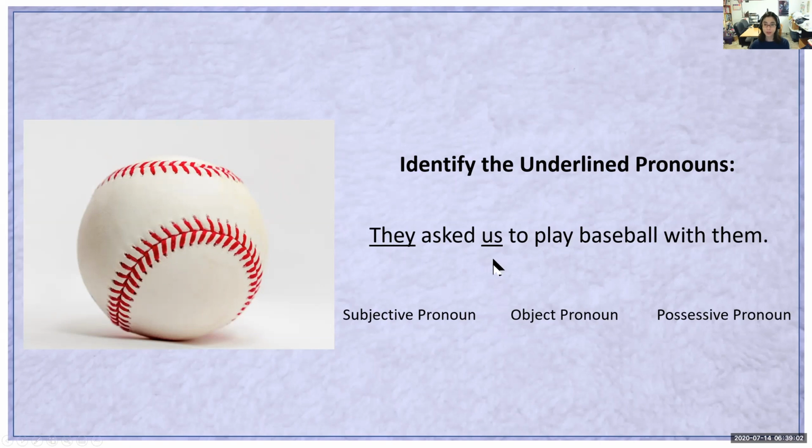What about the word us? Is us the subject of a sentence? Or is us receiving the action? Or is us demonstrating ownership? They asked us to play baseball with them.